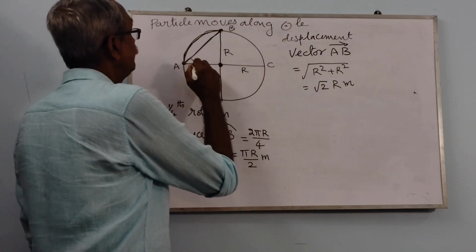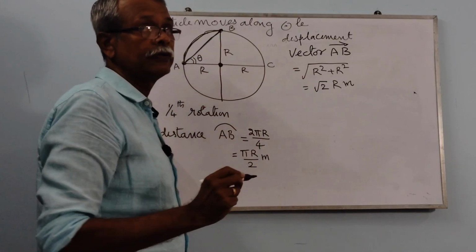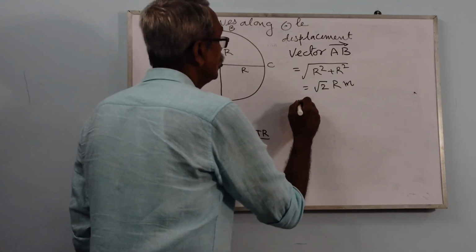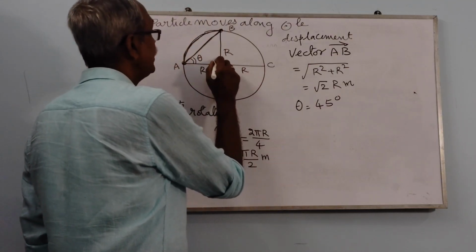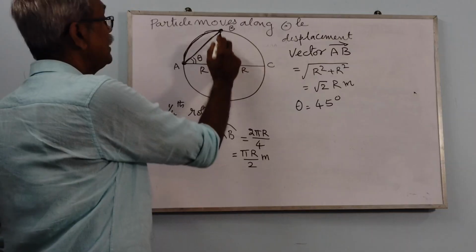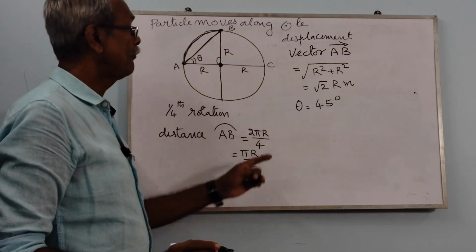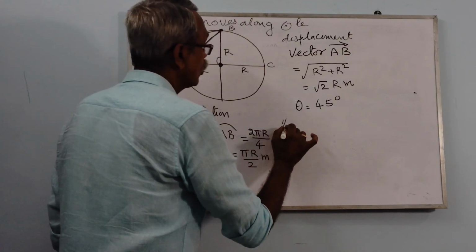And this angle theta, this is R, so this is an isosceles right angle triangle, so theta is equal to 45 degree. This angle is 90, and the other two angles added together will give you 90. This side and this side are equal, therefore these two angles are equal, so it is 45 degree. Now, half of rotation.